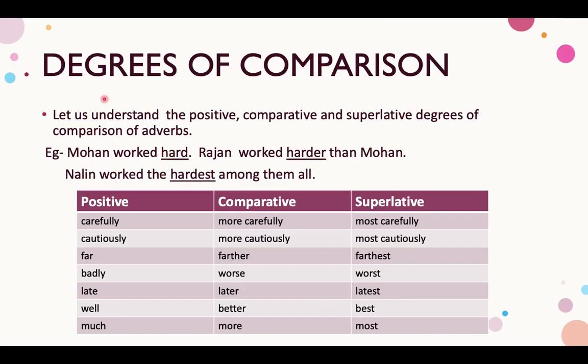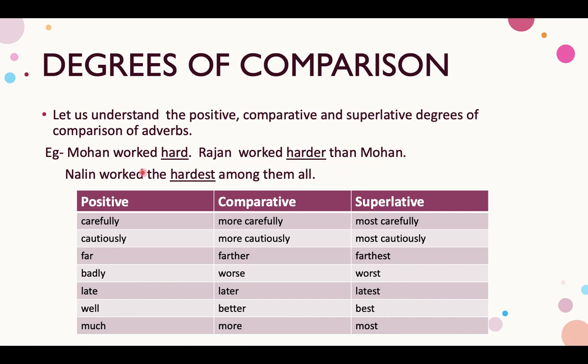Now let's see what are the degrees of comparison. So let us understand the positive, comparative and superlative degrees of comparison of adverbs. Mohan worked hard. This shows the positive degree. Now Rajan worked harder than Mohan. This shows the comparative degree. We are comparing Rajan and Mohan.